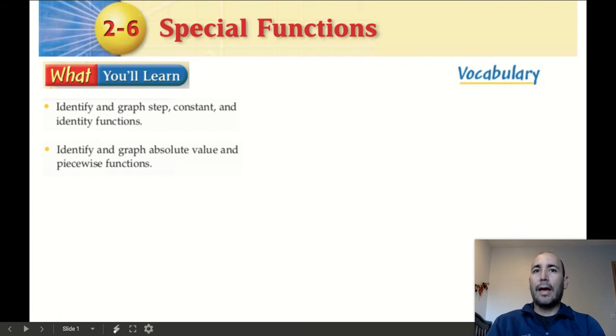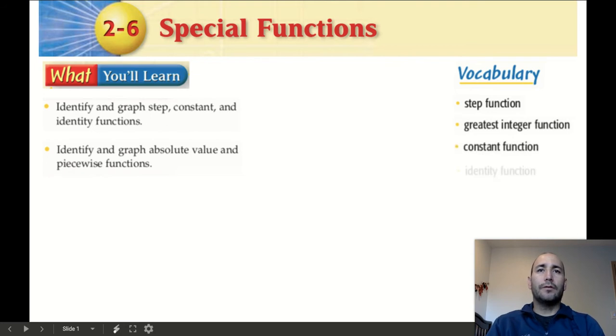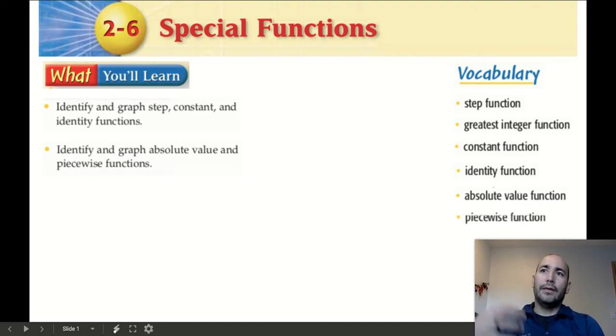Some vocabulary to keep in mind are step function, greatest integer function, constant function, identity function, absolute value function, and piecewise function. These are the things that we're going to be engaging with and learning about in this lesson.